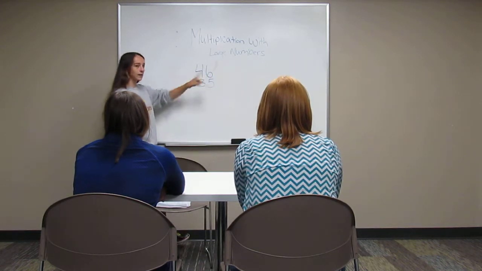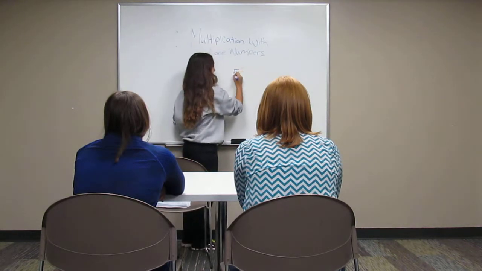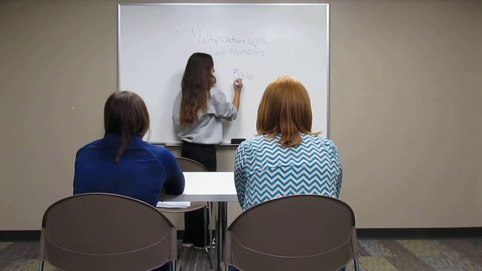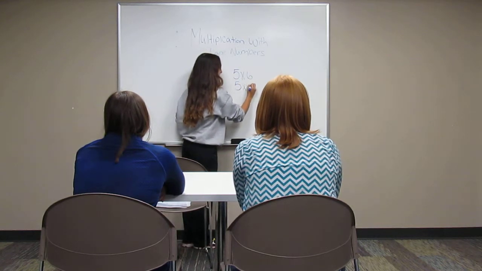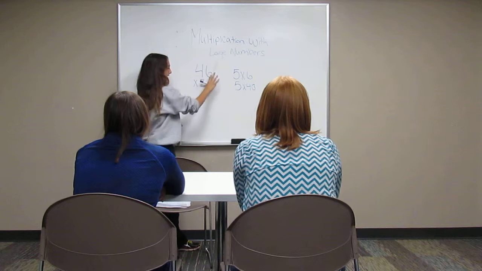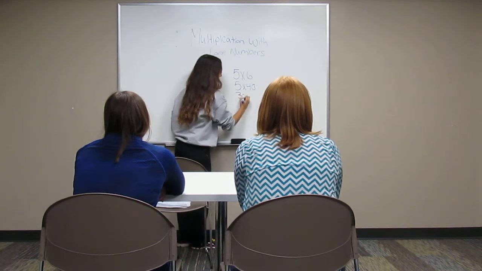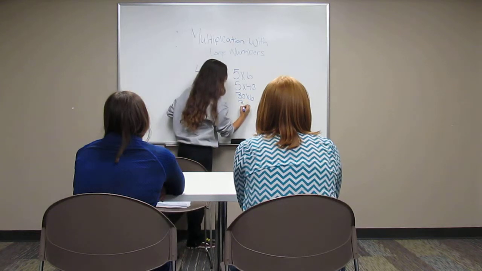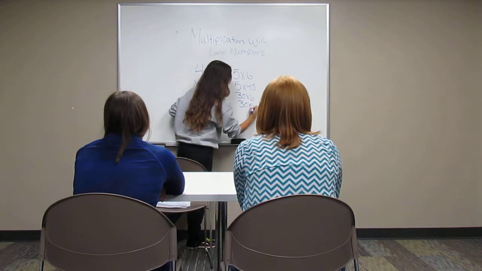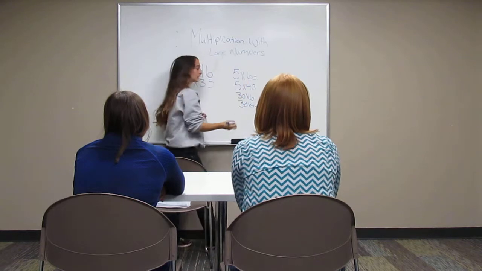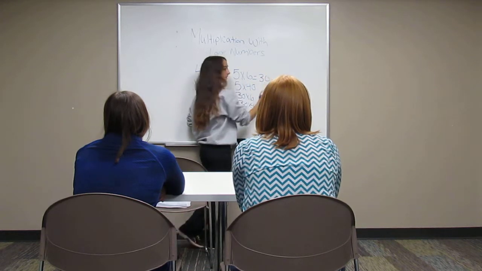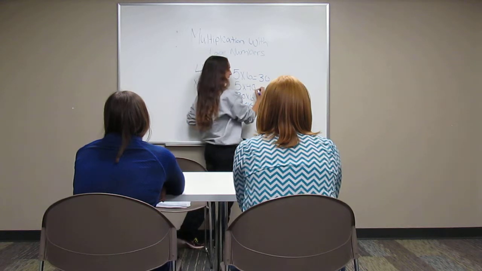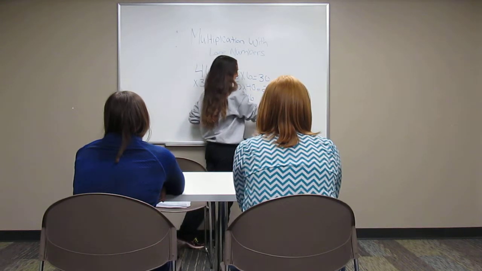We're going to take 5 times 6, 5 times 40, 30 times 6, and 30 times 40. So 5 times 6 equals 30. 5 times 4 is 20, and then we're going to add the 0 onto it, so it'll be 200.